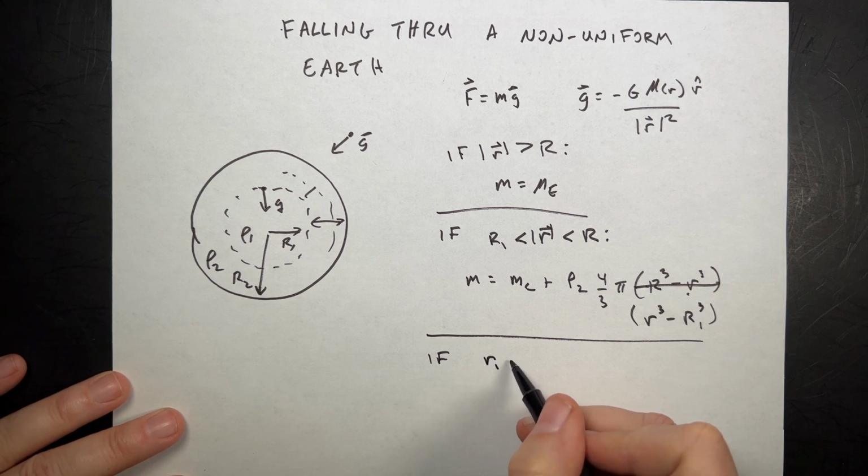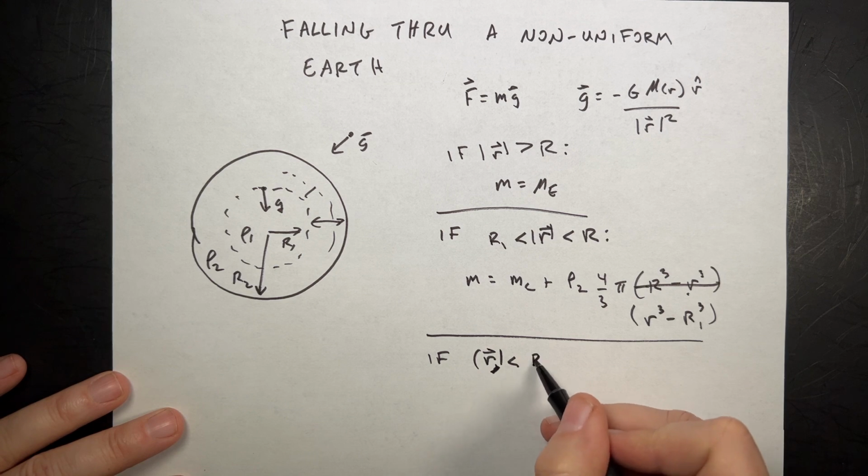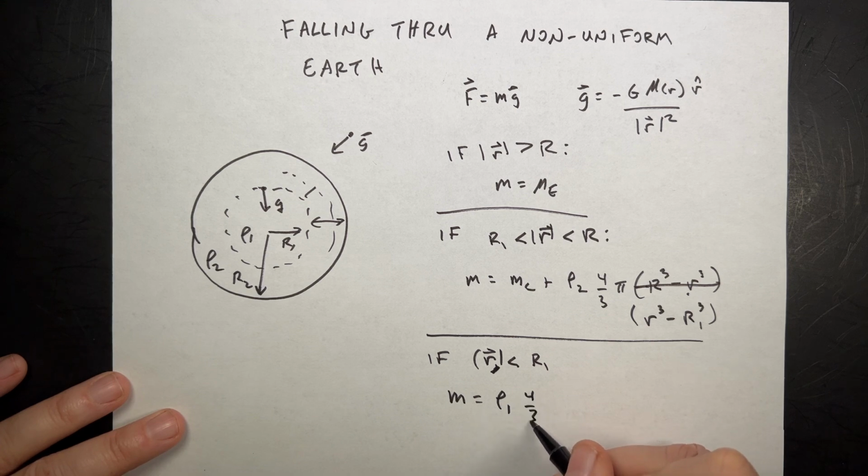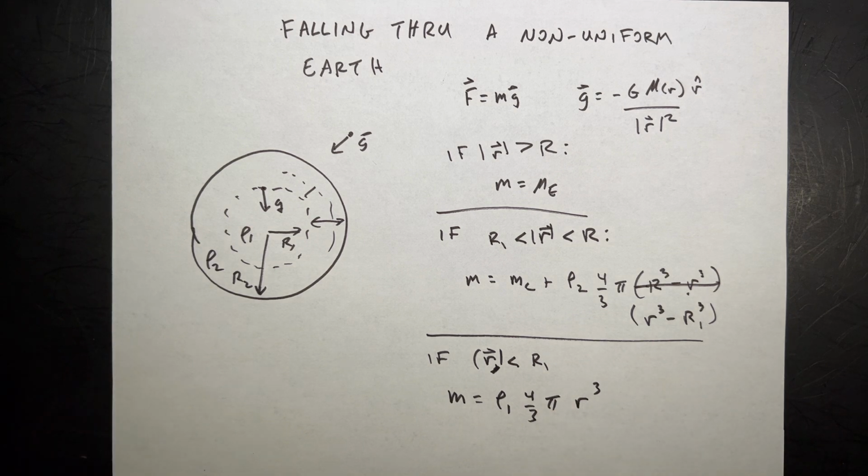And then finally, if r magnitude is less than r1, then m is just going to be equal to the density rho 1 times the volume, 4/3 pi times r cubed. Okay, let's put that into our Python code and see what happens.